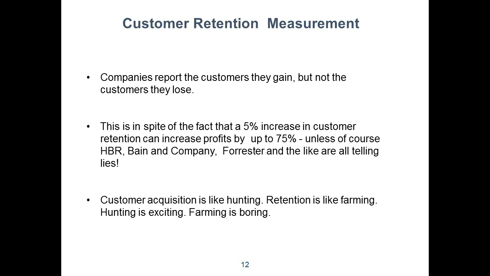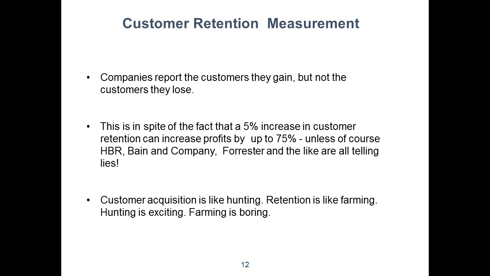You'll see from the first bullet point that companies report the customers they gain, but rarely do they report the customers they lose. This is in spite of the fact that a 5% increase in customer retention can increase profits by up to 75%, unless, of course, Harvard Business Review, Bain & Company, Forrester, and many other famous companies are all telling lies. And we know they're not telling lies because clearly keeping a profitable customer is far preferable to losing one and having to spend money to gain another one.